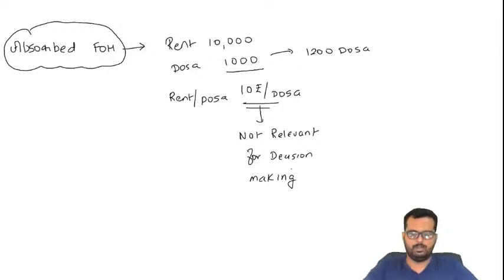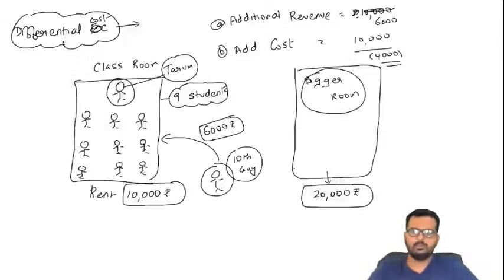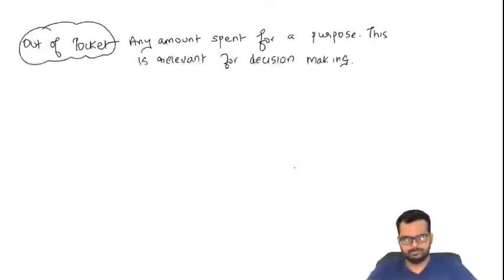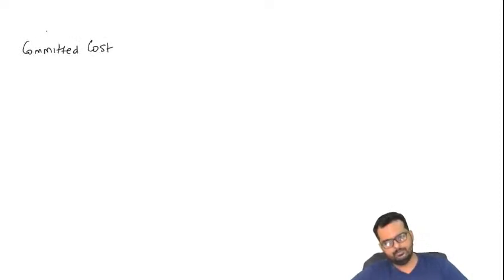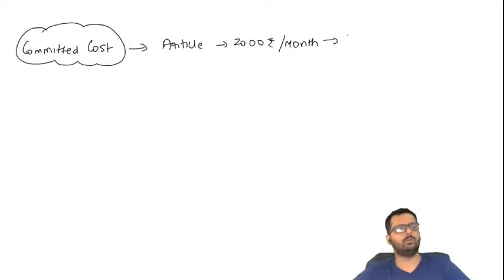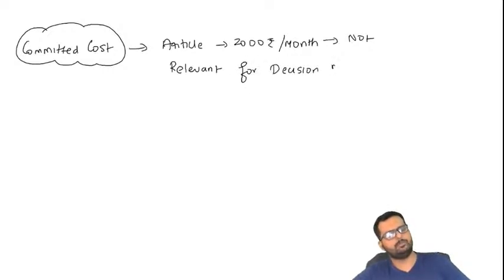Alright friends, have you all put this down till here in your books? What is the next thing that is told over here? Can you tell me? Committed and historical. Okay. We have already learned about committed cost. Friends, we had an example where I was having an article. This article I am paying 2000 rupees per month. This is an example of committed cost. Okay, here I took the relevant cost as 0 because this is not relevant for decision making. Last one is what?